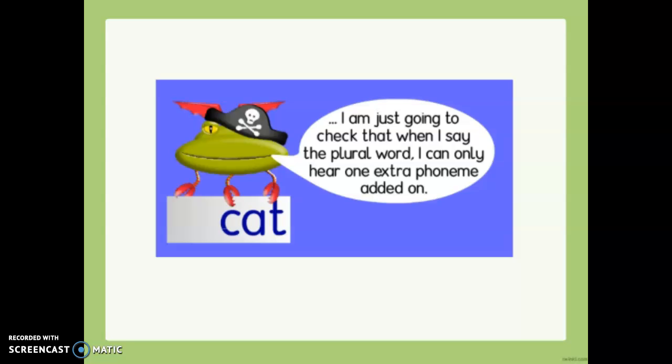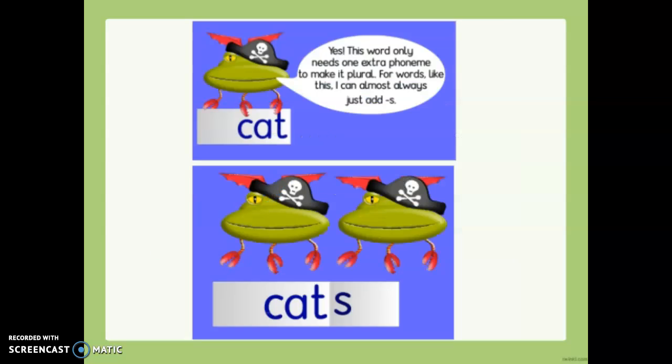I'm going to turn to the next page to show you exactly what this means. So yes, the word only needs one extra phoneme to make it plural. Say it again: cat becomes cats. Can you hear that? Just one sound at the end. Cat. That's just one sound. So for most words like this, I just add S. That's nice and easy. When you say the word, you just have to think, when I make it plural, does it just have one extra phoneme at the end?